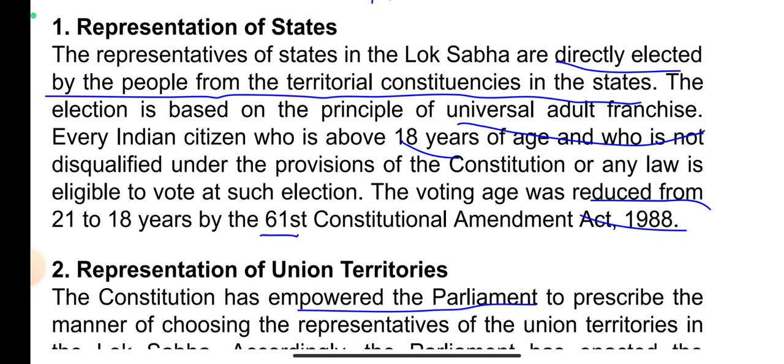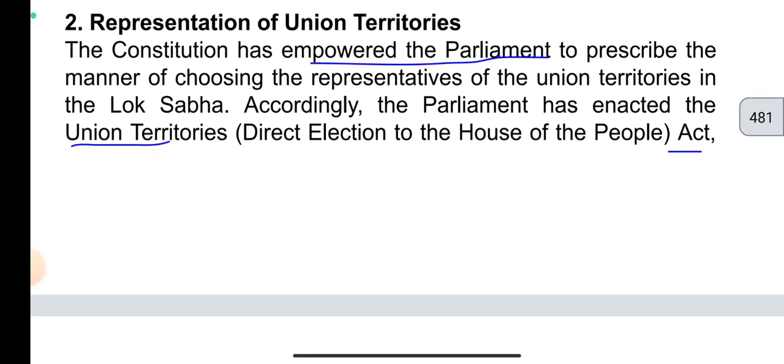Representation of states. The representatives of states in the Lok Sabha are directly elected by the people from the territorial constituencies in the states. The election is based on the principle of universal adult franchise. Every Indian citizen who is above 18 years of age and who is not disqualified under the provisions of the Constitution or any law is eligible to vote at such election. The voting age was reduced from 21 to 18 years by the 61st Amendment Act 1988.